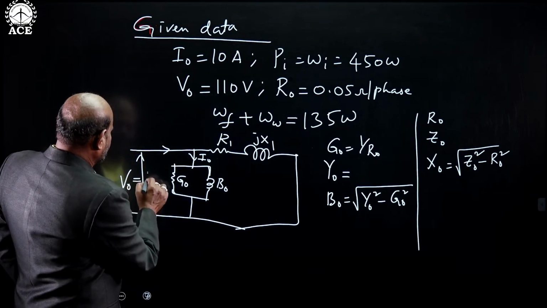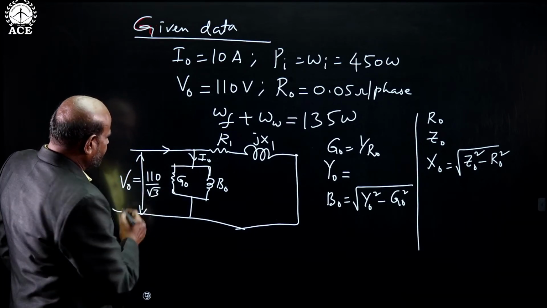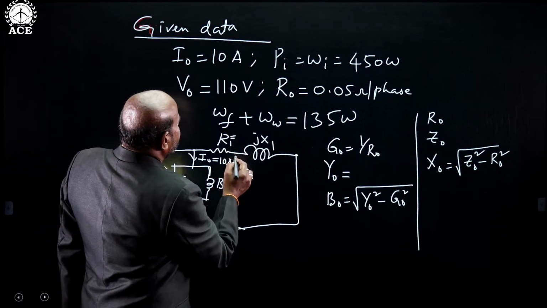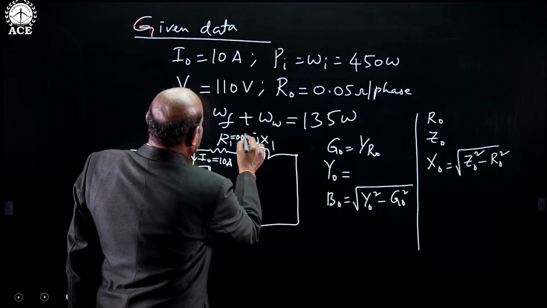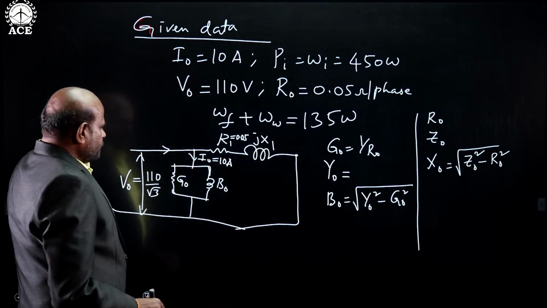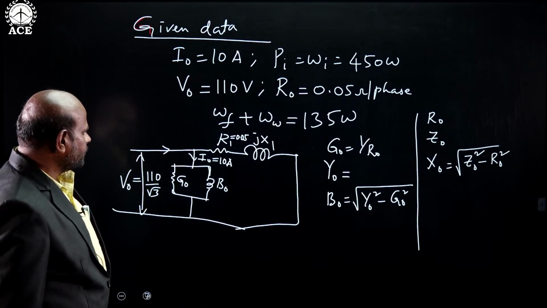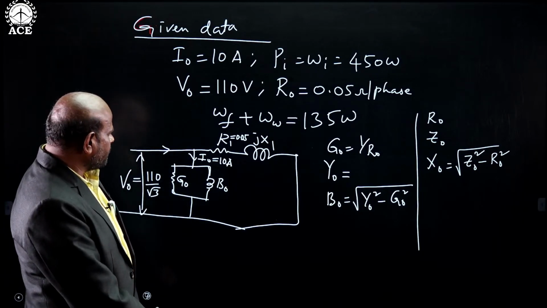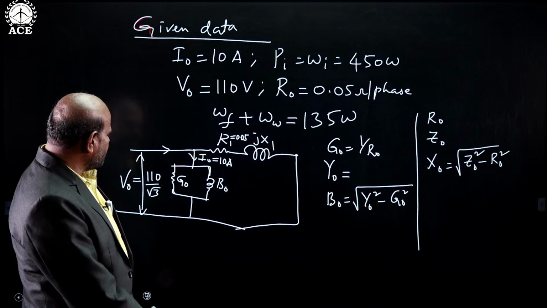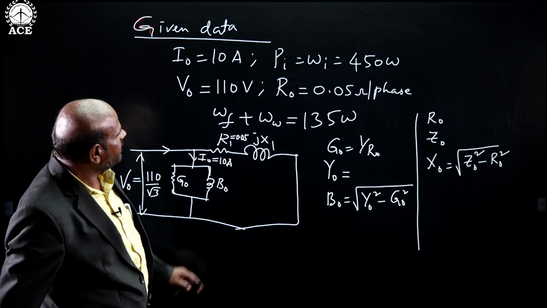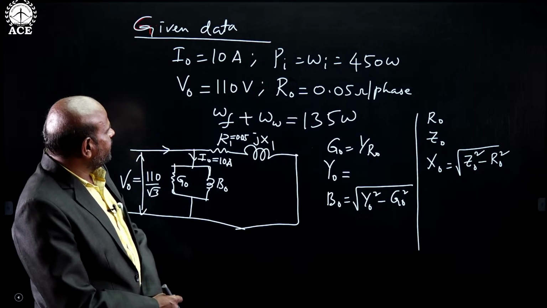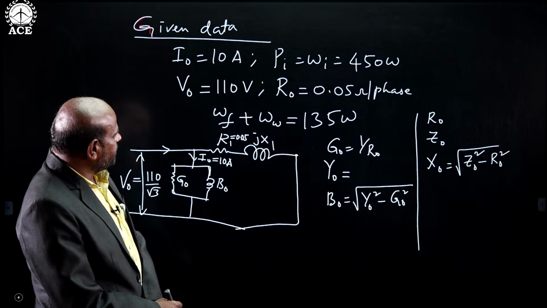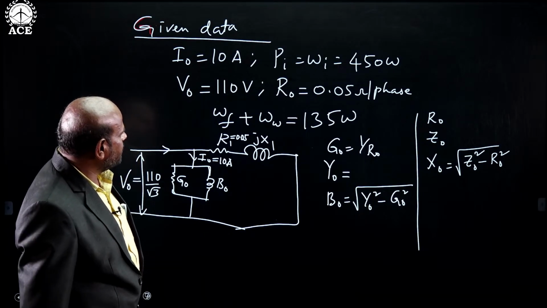Already this is given as 110. If we consider per phase, it is 110 by root 3. I naught is given as 10 amperes, R1 is 0.05. Then find out G naught. To find out G naught, first of all, what is the power he has given? Input power is 450, and friction and windage loss. Then what is the copper loss? Stator copper loss. How to calculate stator copper loss?